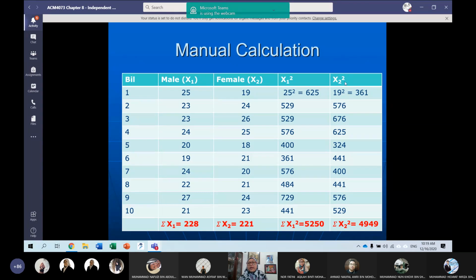The next one is to square the female scores. 19 squared is 361. 24 squared is 576. 26 squared is 676. 25 squared is 625. 18 squared is 324. 21 squared is 441. 20 squared is 400. 21 is 441. 24 squared is 576. And lastly, 23 squared is equivalent to 529. Then you sum up each score, which equals 4,949.